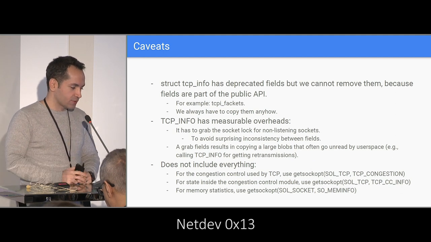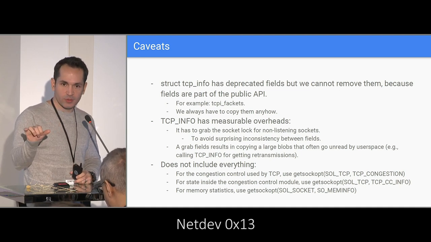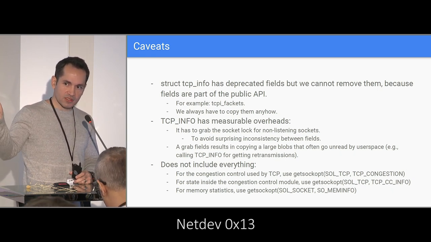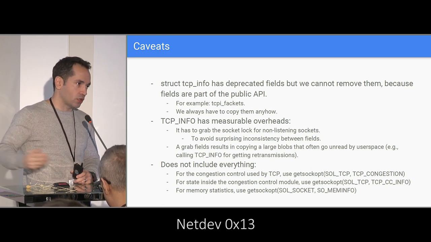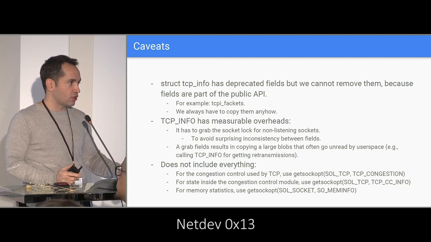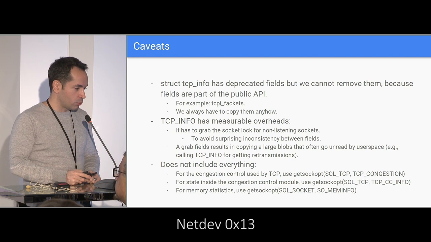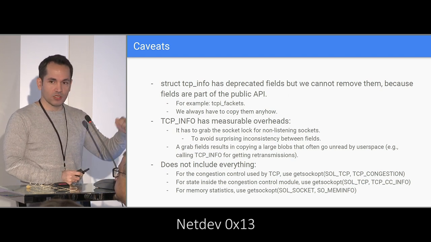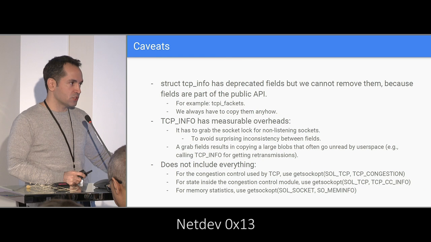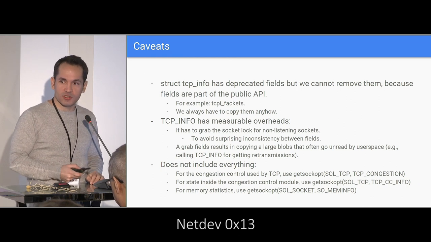So, caveats. We cannot remove fields from TCP info. Why? Because fields in TCP info are part of the public API. If I remove a field and a user space program accesses it, that program wouldn't compile. So we can't really remove any field. There are deprecated fields in the data structure that are not set on newer kernels, but they're just there, so you can always read zero. The most notable example is TCP facet. When we replaced FACK with RACK and removed FACK, every forward acknowledgement from TCP, we just don't send facets, but it's still there. And we always have to copy.